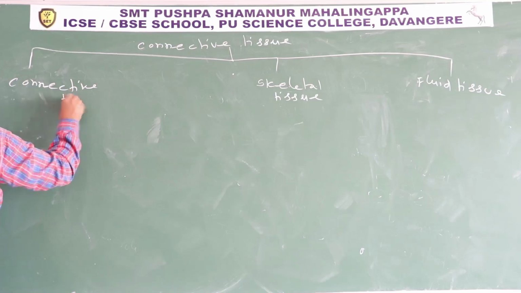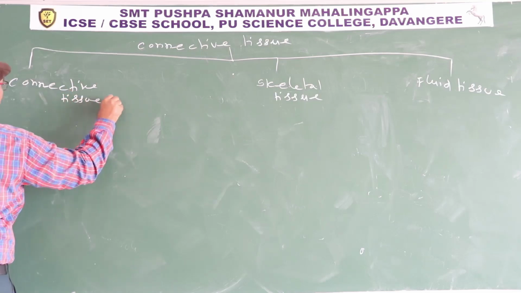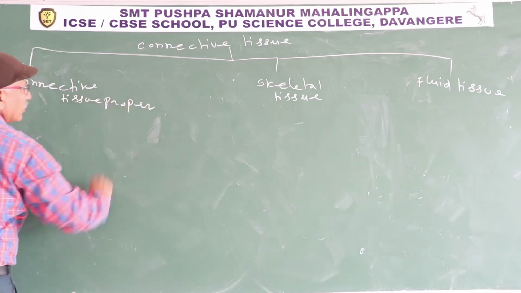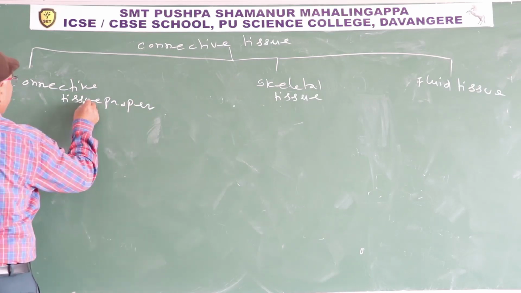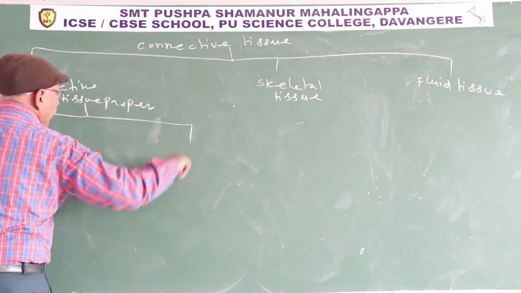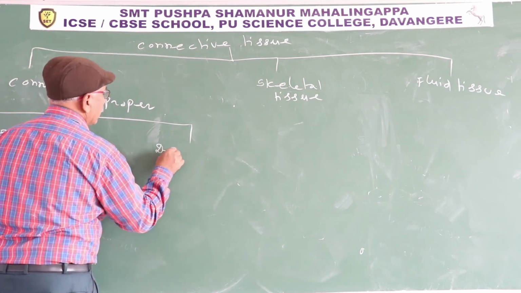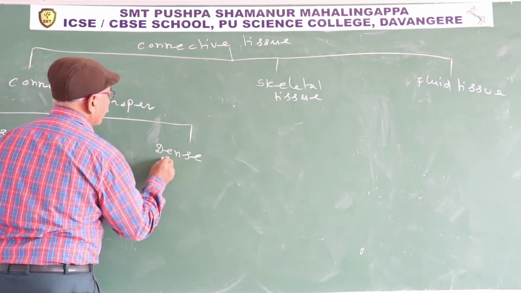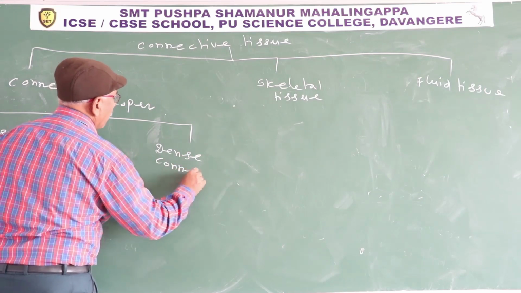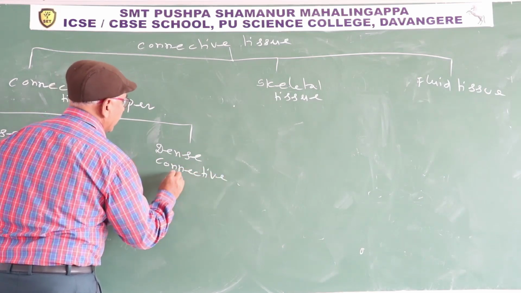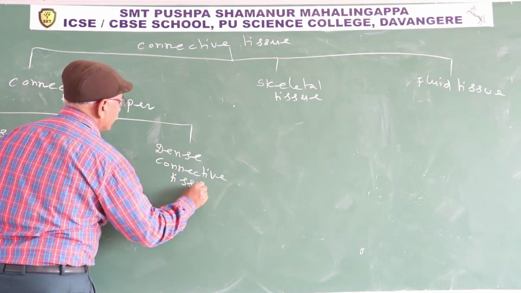Connective tissue proper, skeletal tissue, fluid tissue. Connective tissue proper is of 2 types: loose connective tissue and dense connective tissue.